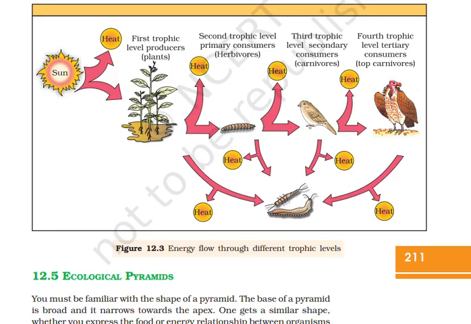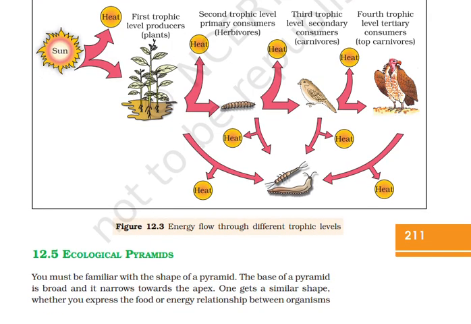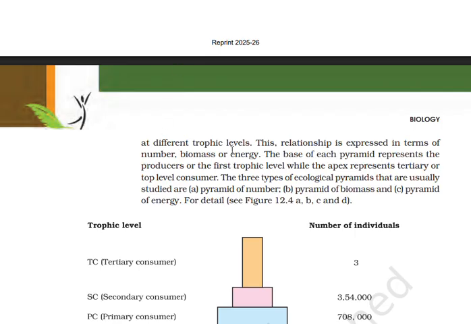Ecological pyramids. You must be familiar with the shape of a pyramid. The base of a pyramid is broad and it narrows towards the apex. Whether you express the food or energy relationship between organisms at different trophic levels, it gets a similar shape. This relationship is expressed in terms of number, biomass, or energy. The base of each pyramid represents the producer or the first trophic level, while the apex represents the tertiary or top level consumer. The three types of ecological pyramids that are usually studied are pyramid of number, pyramid of biomass, and pyramid of energy.